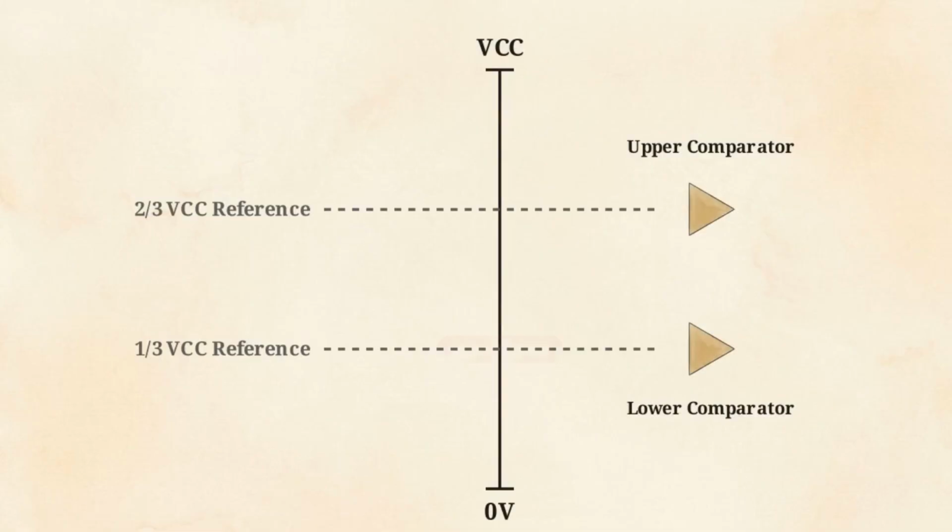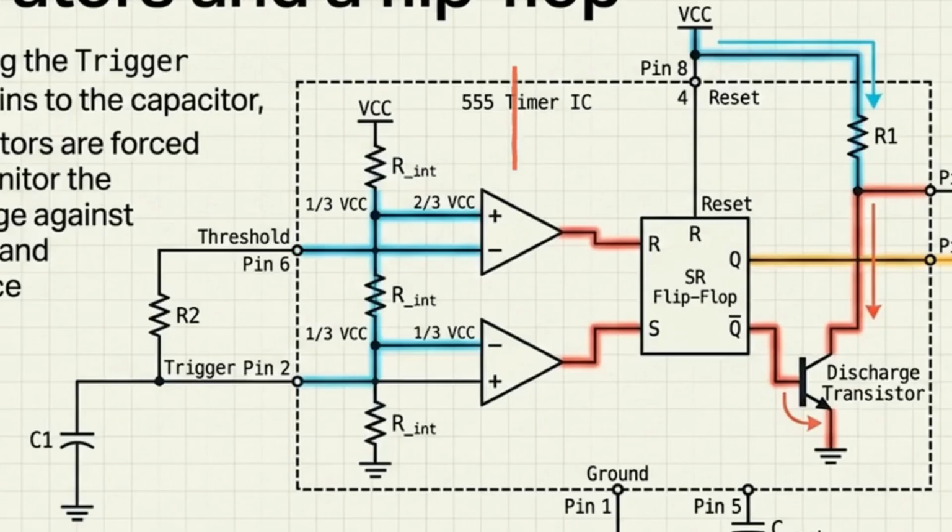2 internal comparators act as sentries. Their job is to constantly measure the external capacitor's voltage against those specific reference points. The upper comparator triggers when the voltage hits the 2/3 maximum limit, and the lower comparator triggers when it drains down to the 1/3 minimum.